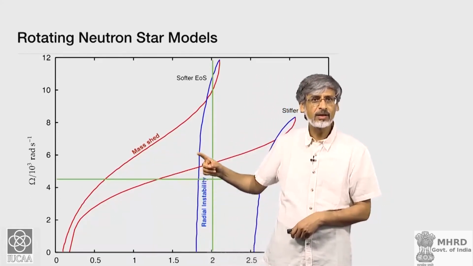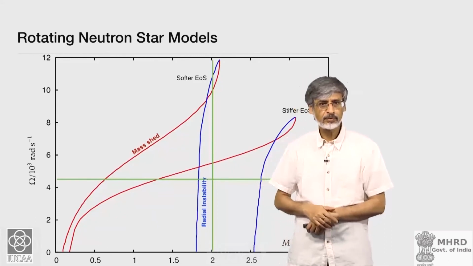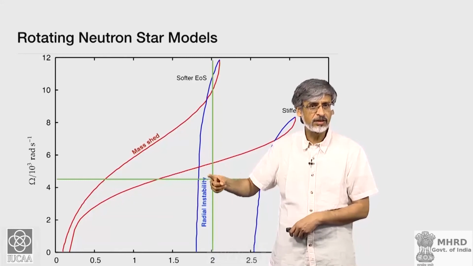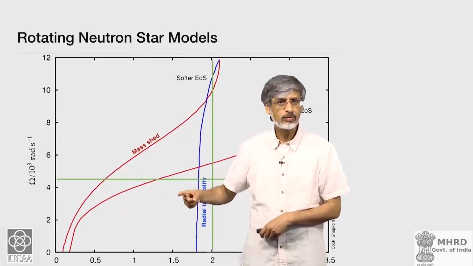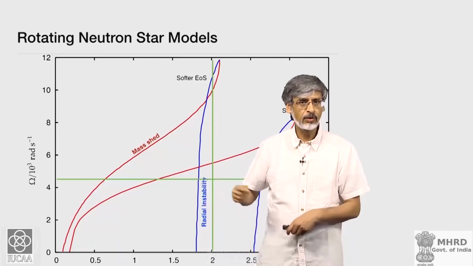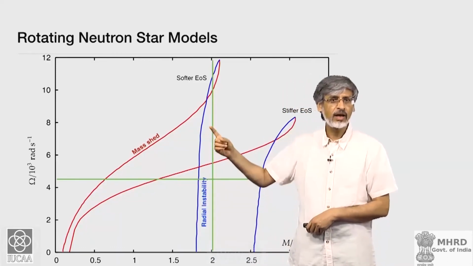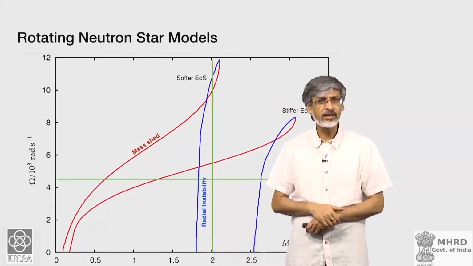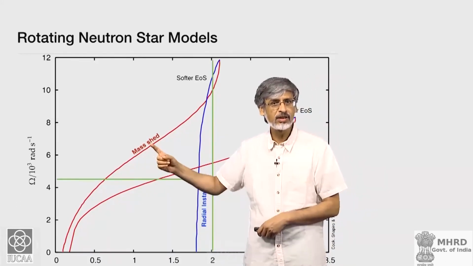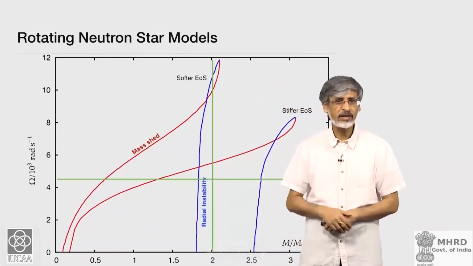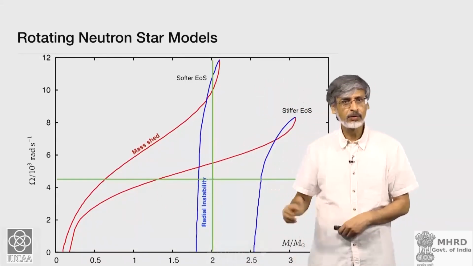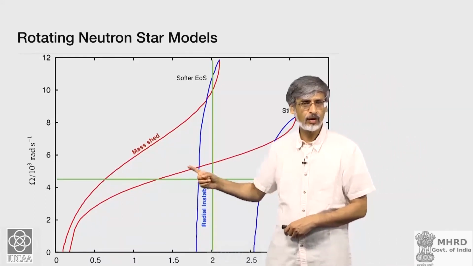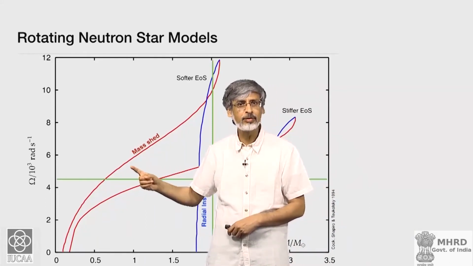So, for each equation of state, now you have these two extremes between the blue line and the red line. The blue line is where the configuration reaches maximum mass and goes through radial instability, and the red line is where the configuration reaches maximum radius, and once you reach this radius, the matter is shed from the equator due to centrifugal forces. The rotating configurations of a neutron star will lie between these two lines.